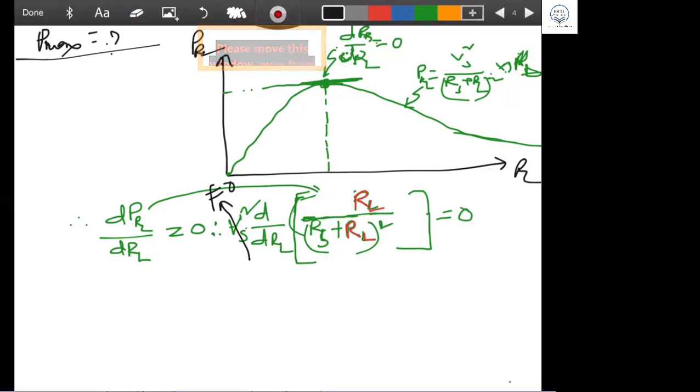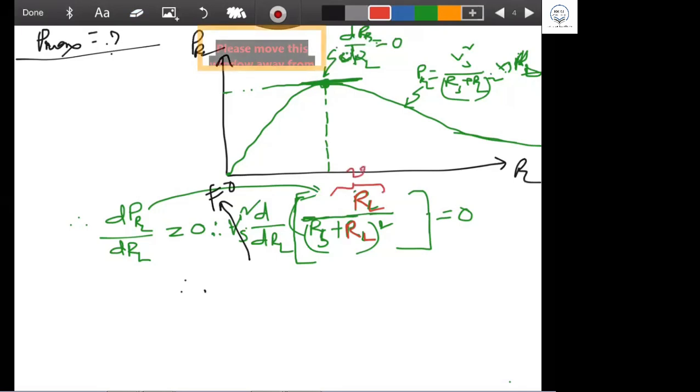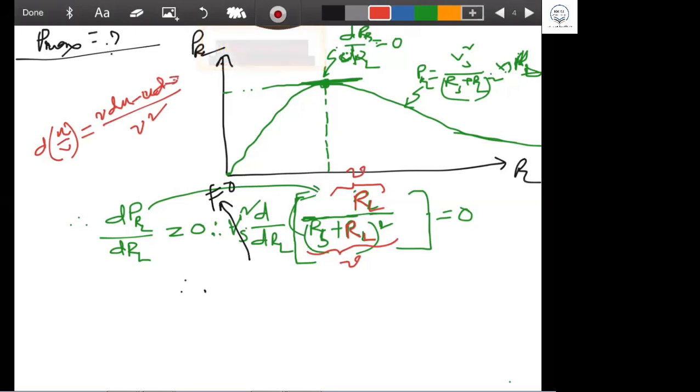This rest of the part is nothing but upside U, downside V. You have the differentiation idea: d(U by V) is, underneath V square, V dU minus U dV. Have you ever seen this thing in your life? Yes, sir.